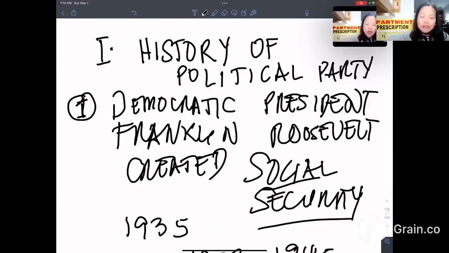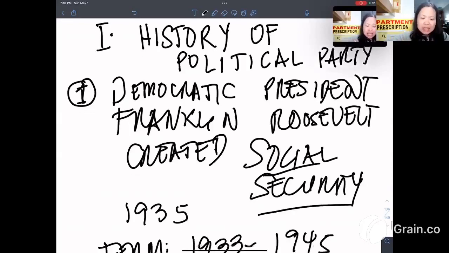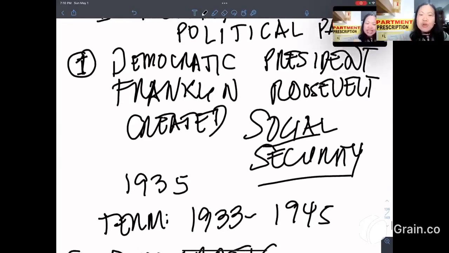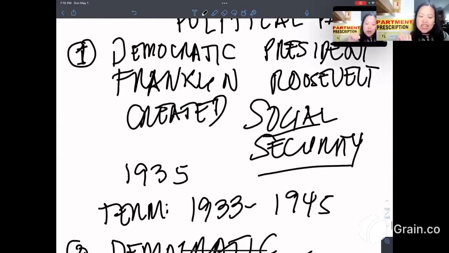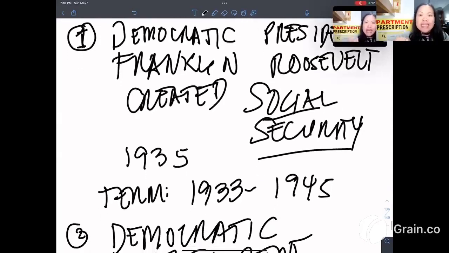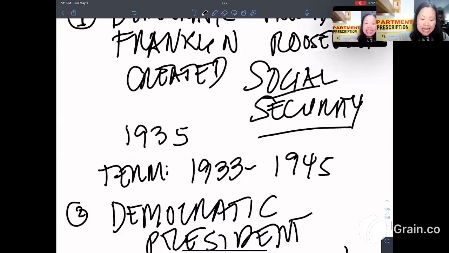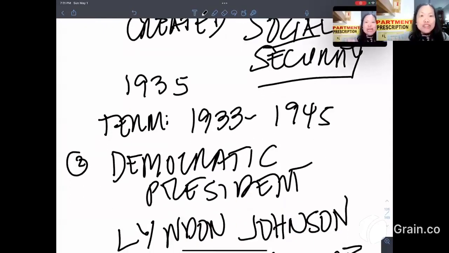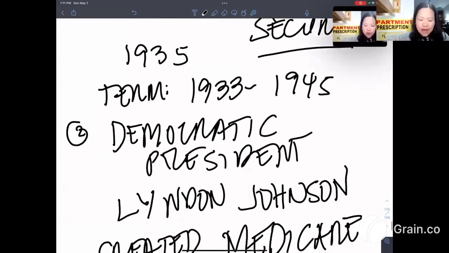The part one on the history of political party is for today's lesson. This is lesson number one. The Democratic president, President Franklin Roosevelt, created the Social Security in 1935. His term as president was from 1933 to 1945.